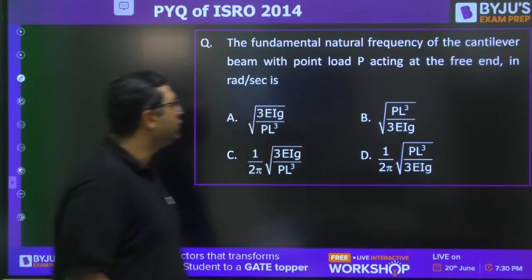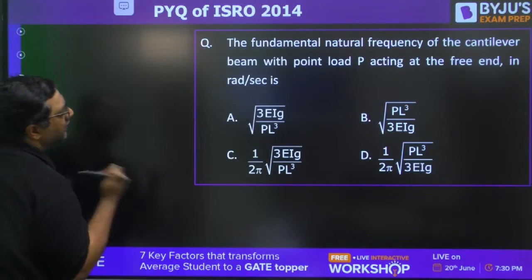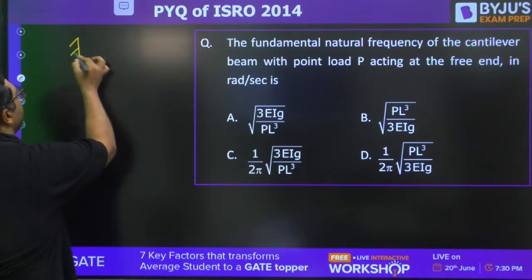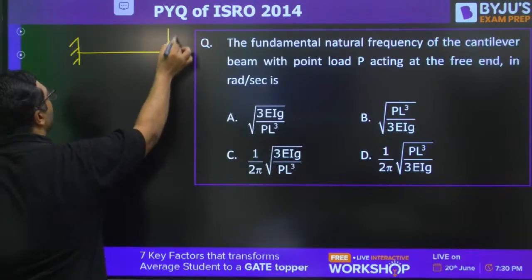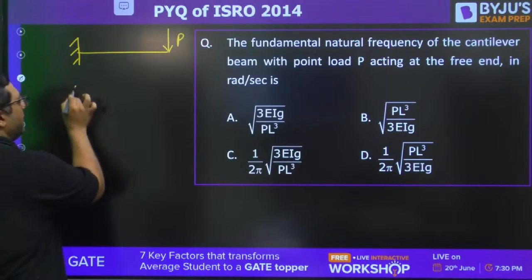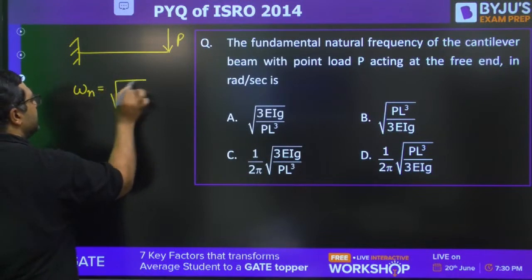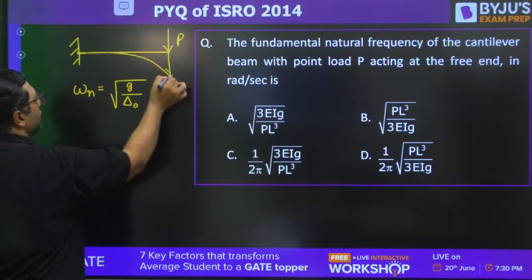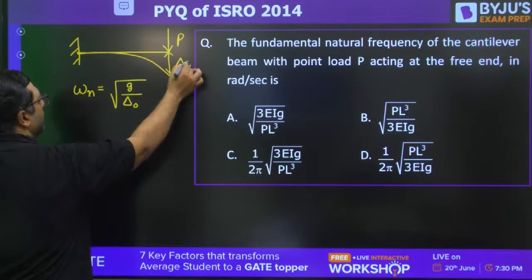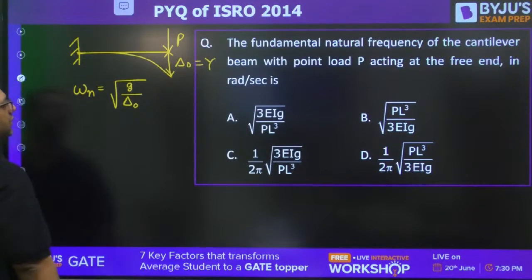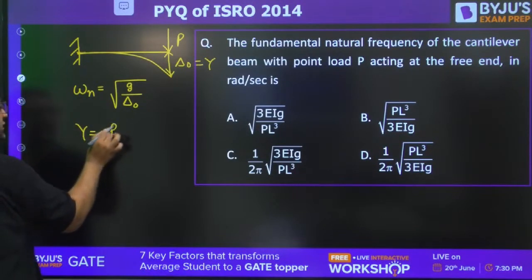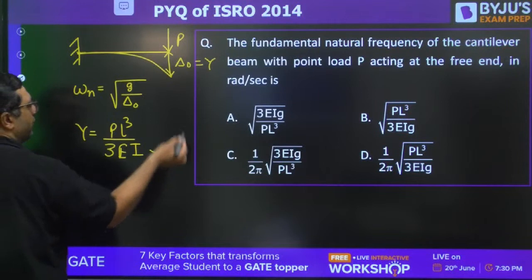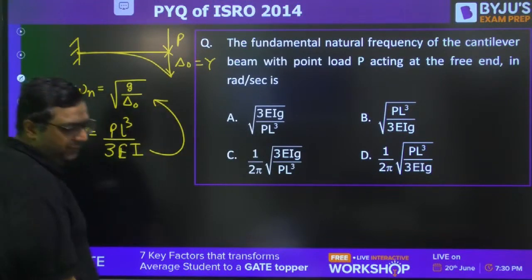Okay, this is a question where you need to find the fundamental natural frequency of the cantilever beam with point load P at the free end. So we have the cantilever beam and this is the load P. You need to find omega n, which is given as root of g by delta, and this delta node is the static deflection, also denoted by y deflection. I feel everybody is aware y is written as PL cube upon 3EI. So you just need to put the value and get the answer. What will be the answer for this one?